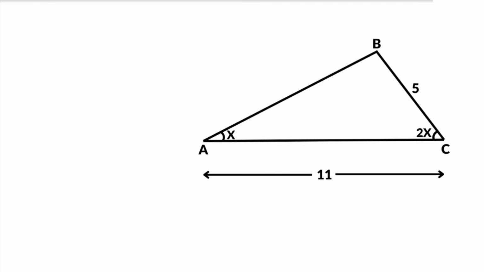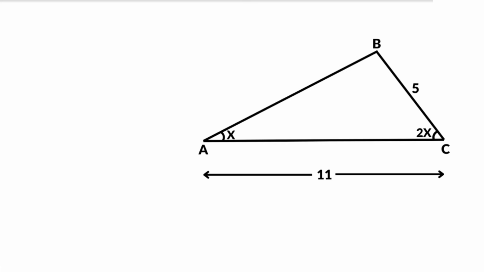We have a triangle, A, B, C. Here are the clues. At the far left corner, angle A is equal to x. At the far right corner, angle C is equal to 2x.